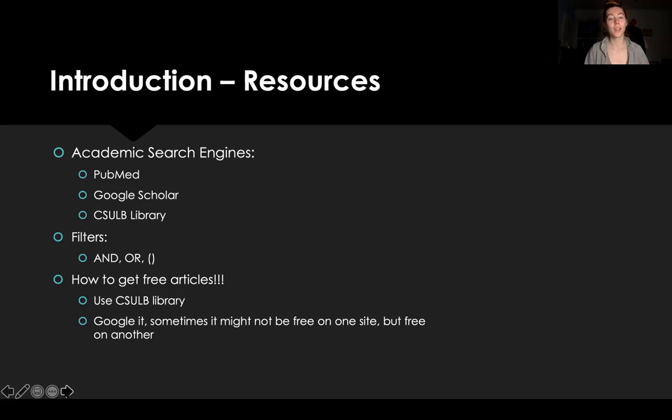Be sure to use your filters and or, and be sure to use your parentheses as well. Use CSULB for your free articles, sometimes Google. Sometimes before I go to the CSULB library, I'll copy paste the title and put it into Google. And sometimes there'll be a bunch of options and then you can click and go through those options, see if you can find something for free.